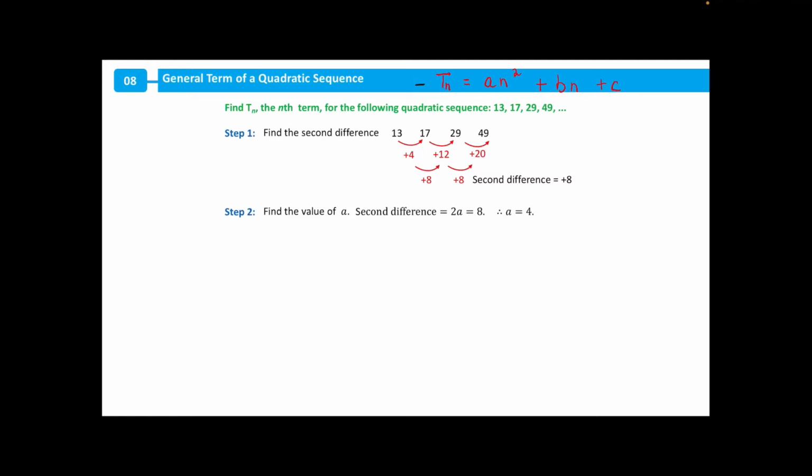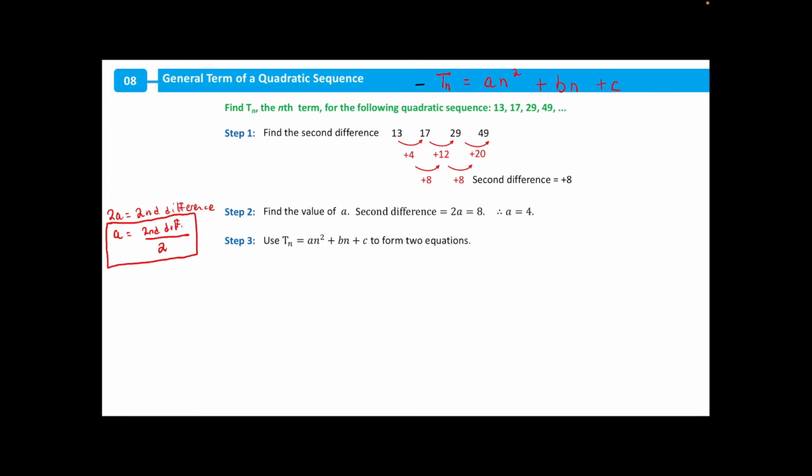Please remember that 2 times a is always equal to the second difference. Therefore, a is the second difference divided by 2. So a in our case is equal to 4.